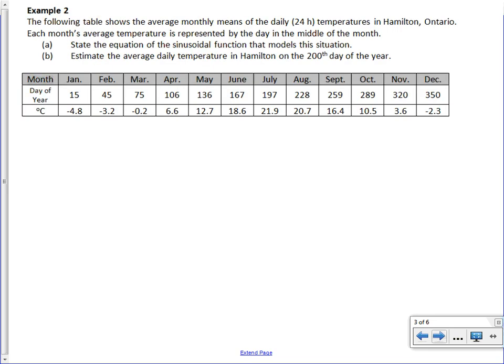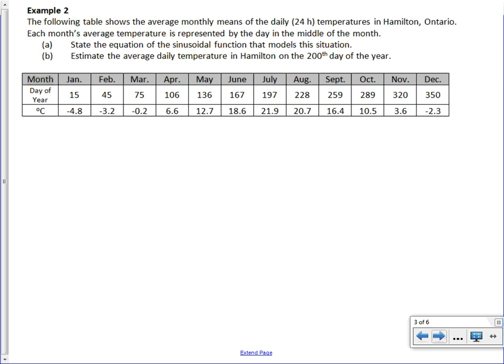Data. So here's some table information. It says, the following table shows the average monthly means of the daily 24-hour temperature in Hamilton, Ontario. Each month's average temperature is represented by the day in the middle of the month. State the equation of the sinusoidal function that models the situation. Estimate the average daily temperature in Hamilton on the 200th day of the year. This is pretty much the same question you just did, except different context, and instead of information just given, the max temp occurs on this day, the min temp occurs on that day, it's given to you as a table instead. So instead of me telling you when the max temp and min temp are, guess what, guys? You have to find it yourself.